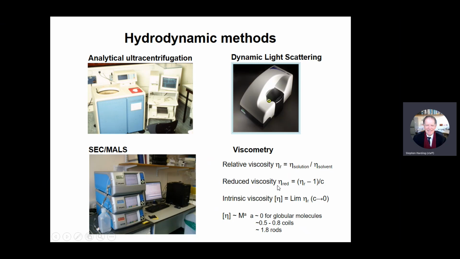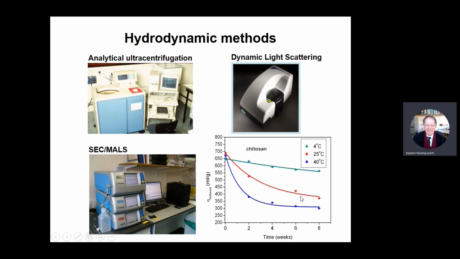And the reduced viscosity is just the relative viscosity minus 1 divided by the concentration. So the reduced viscosity has units of the reciprocal of concentration, which are mLs per gram. So we've done that. And the intrinsic viscosity is the limit of the reduced viscosity as concentration goes to 0.